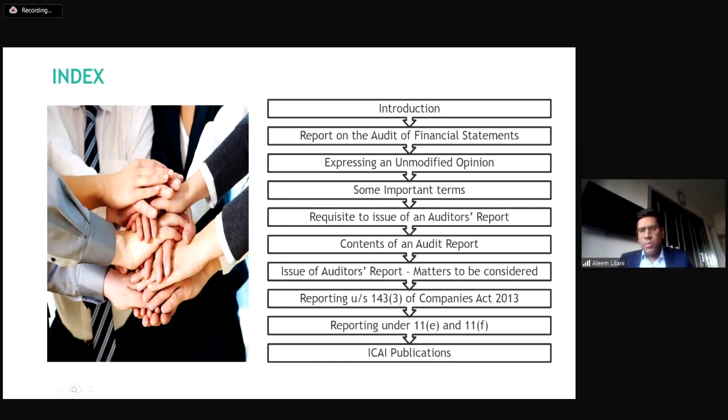Finally, before we issue the audit report, we need to take care, as an auditor, from a documentation point of view also, and that's part of the audit report. The rest I'll talk about is reporting under 143(3), which covers the additional requirements, the new reporting that has come in 11E and 11F. I'll also talk about the many ICAI publications which can help you directly when drafting your audit report.